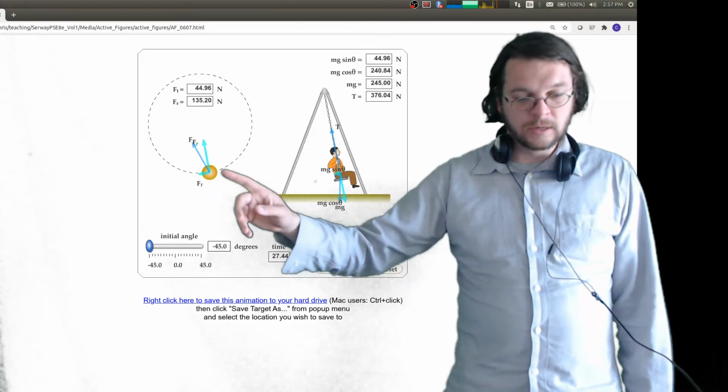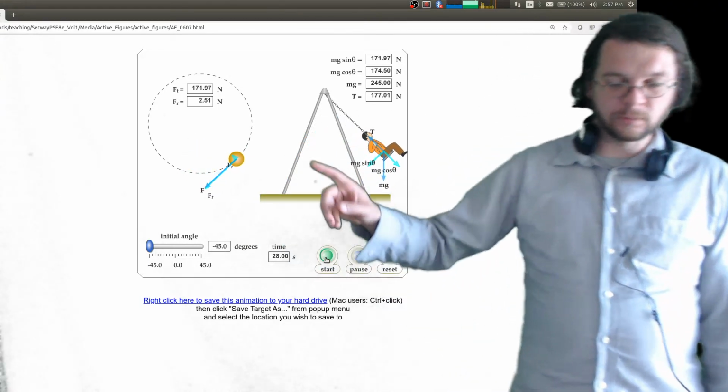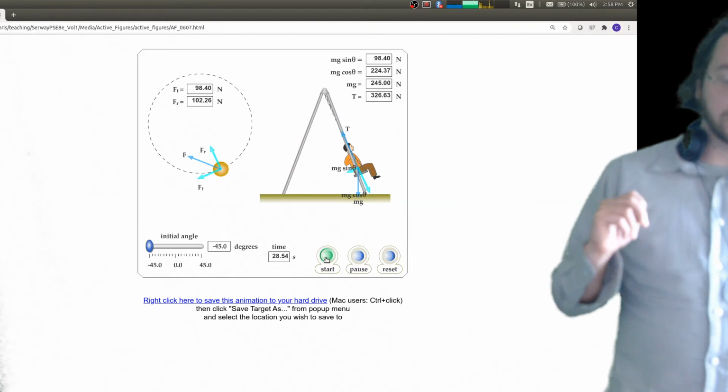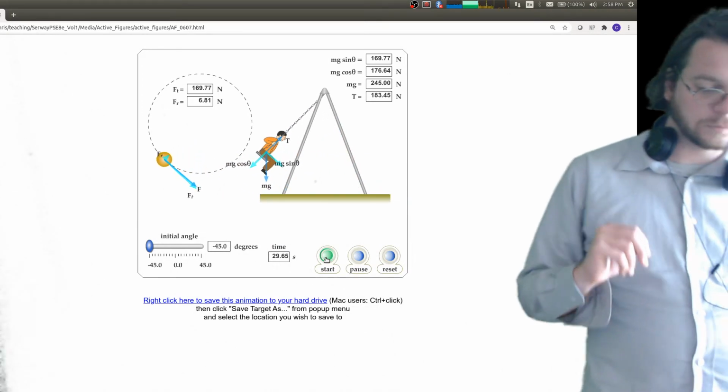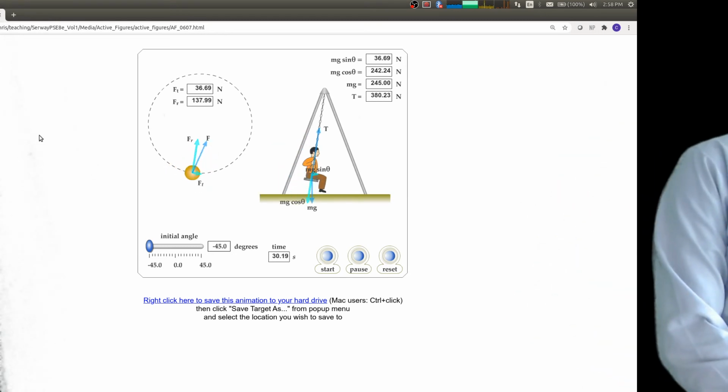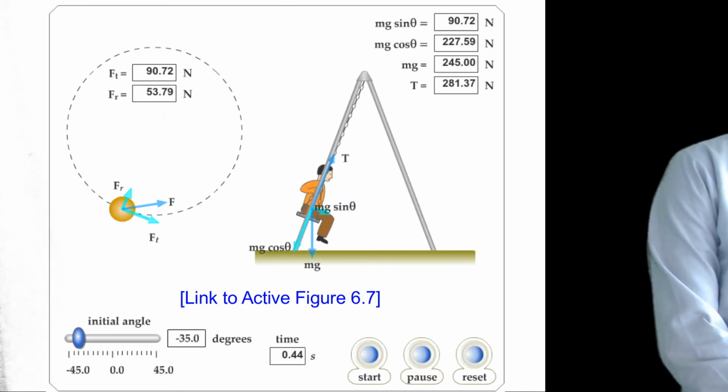So it's an interesting interactive. I'm not sure if the book actually has this as an interactive anymore, but it's a nice thing that kind of illustrates. Let's see. All right.